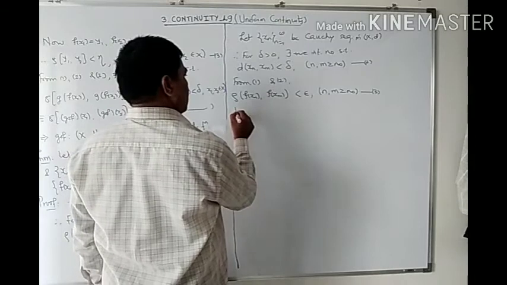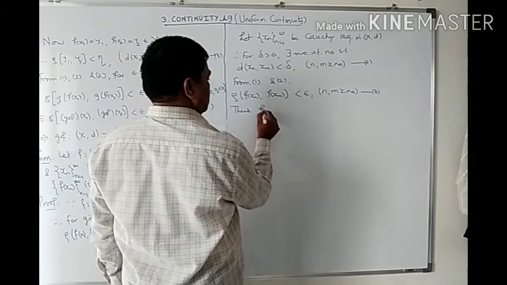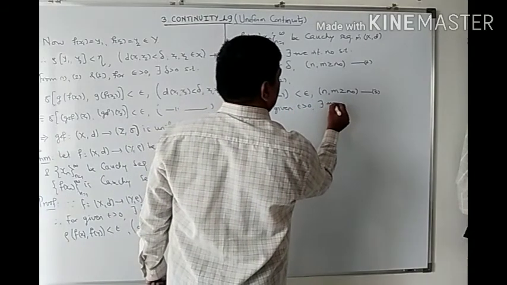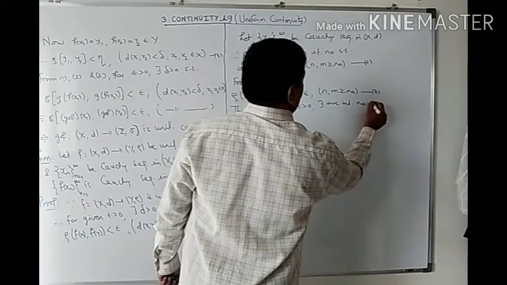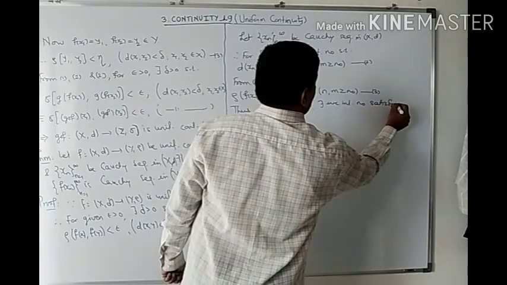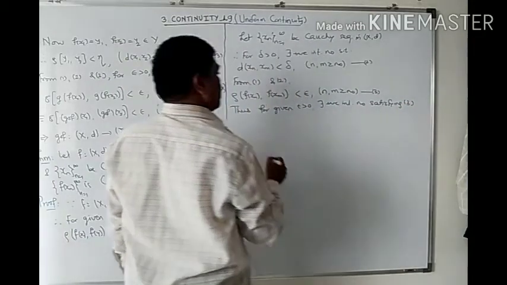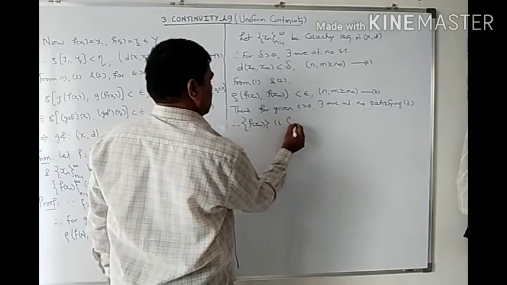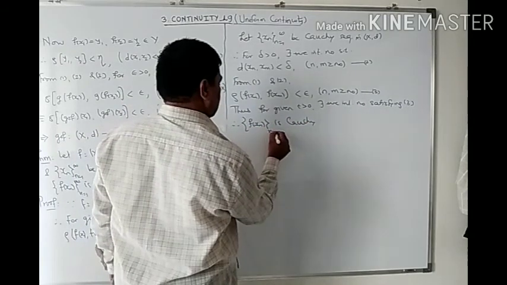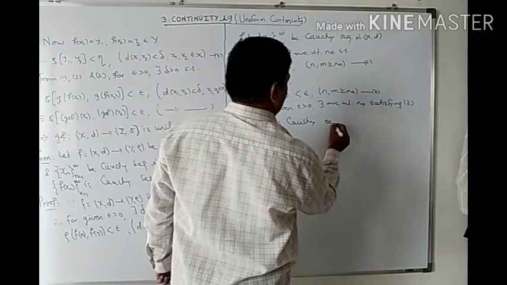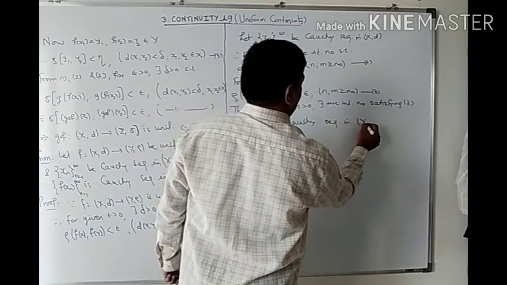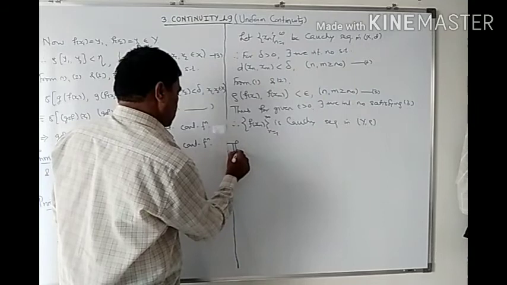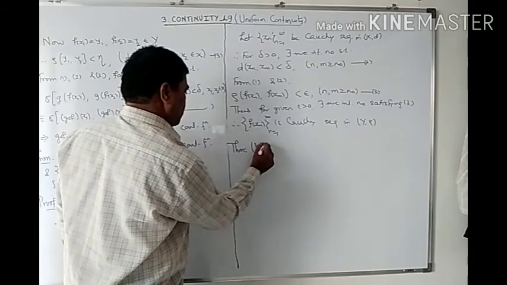Thus, for given epsilon greater than 0, there exists a positive integer n naught satisfying 3, which is the condition of a Cauchy sequence. Therefore, f of xn is a Cauchy sequence in (Y, rho). Is it clear? Now we'll take this theorem without proof.